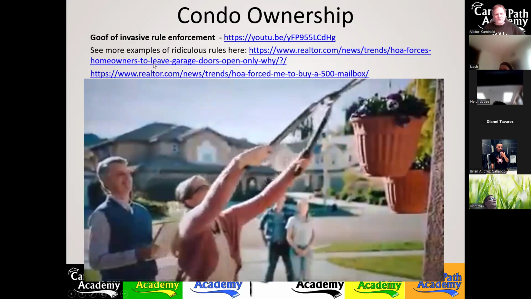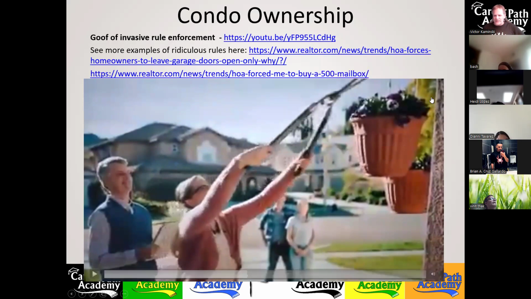Now, here's some more examples of ridiculous, invasive rules. Would you think it's a little bit ridiculous for a condo association to require you to keep your garage door open during the day? Yes. Yeah, that's kind of, wait a minute. Isn't that like a security issue too? People can break into your house and steal your stuff. You can let rodents, mice, or squirrels, or all kinds of things into your house now if you leave it open.